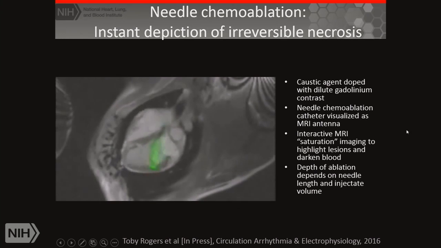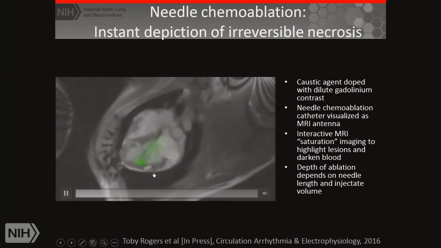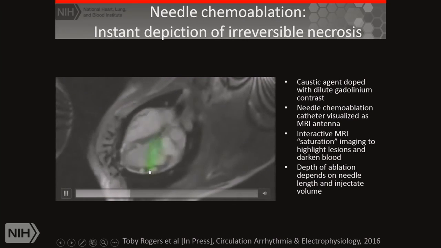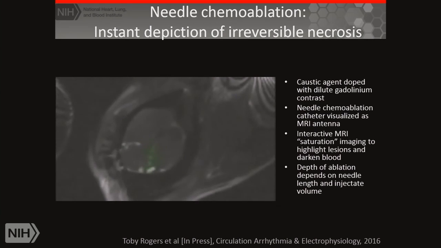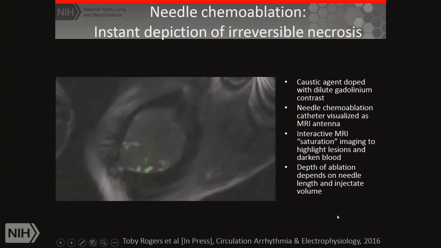So this is some work that we did just in animals. We figured, why don't we watch as we destroy heart tissue? Instead of using radiofrequency energy, why don't we use some caustic agent? And so we're able to mix an MRI contrast agent with one of two caustic agents. The one that works best is vinegar. I know it's, as Dr. Jonathan Hill used to call, prohibitively inexpensive, but it's pretty effective.